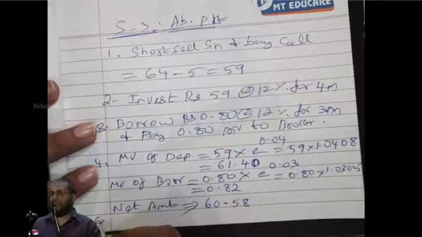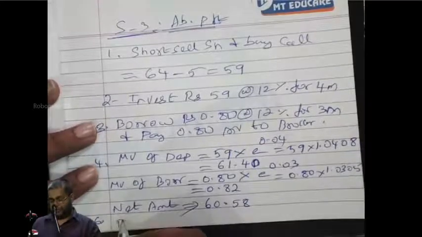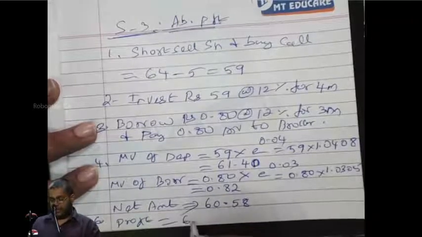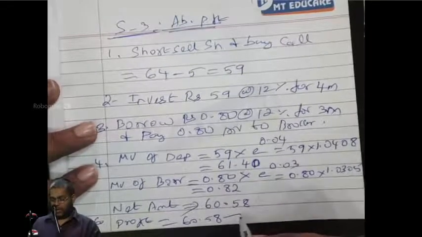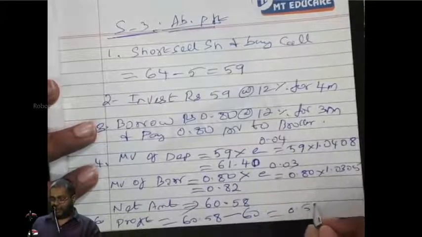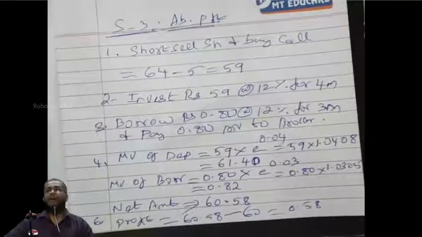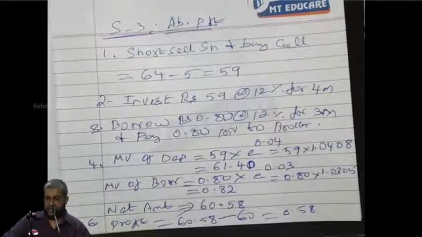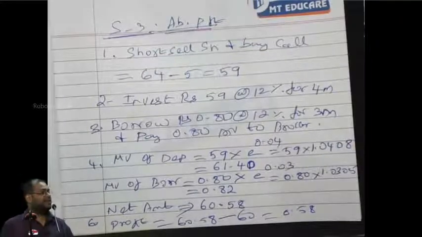Last point, point number 5 or 6, sir? 6. Profit is equal to how much money in my hand? 60.58. What do I pay to purchase the share? Maximum 60. So the profit is 0.58. This is the minimum profit, which can even be higher if the FSP drops. Profit is 0.58, please respond yes or no.